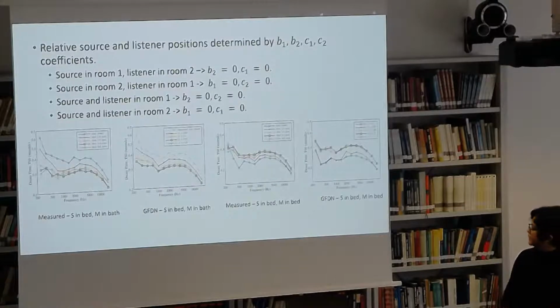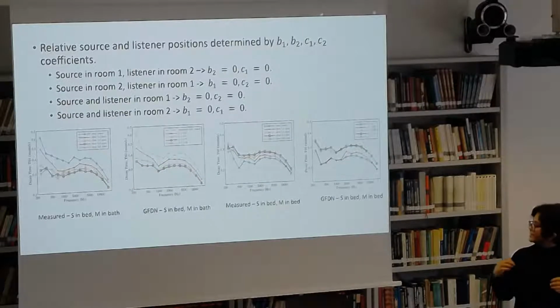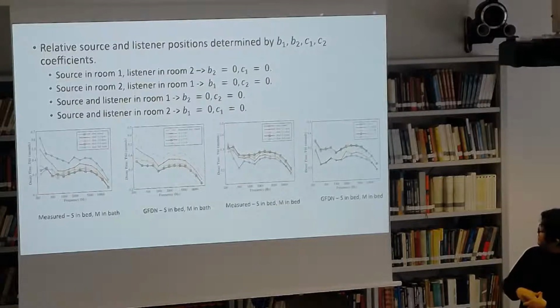Of course, these plots don't match exactly, but I think the net perceptual effect was good enough for me. And in the second case, I placed both the source and the listener in the bedroom. So again, you have a bedroom coupled with a more reverberant bathroom, but this time, both the source and the microphone are in the bedroom. And in this case, as you open the door connecting the bedroom to the bathroom, the net T60 actually increases, because you're coupling a less reverberant space with a more reverberant space. And again, the same behavior is observed in the GFDN when I placed both the source and the listener in the less reverberant room.